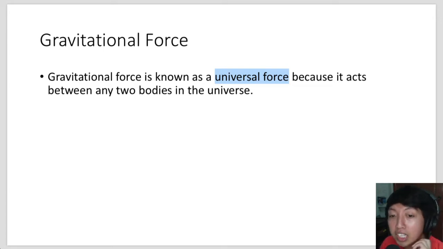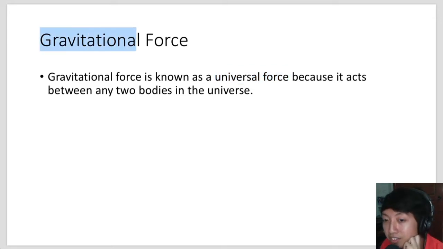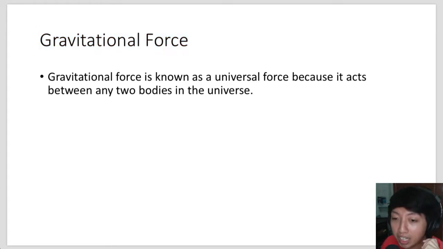And so to understand gravity, to understand gravitational force, will bring us one step closer to understanding the universe. It's a basic force in the universe. Gravity explains why planets go around the sun.